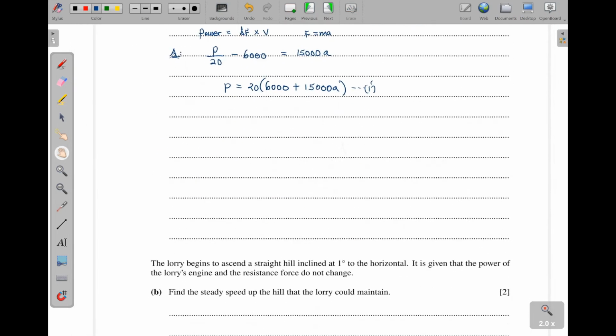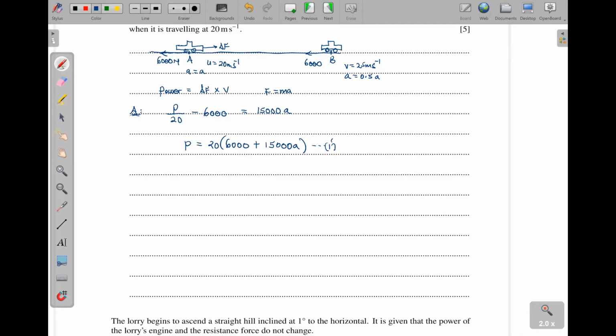Then let's go to the next one. At B, what is happening there? Again, we have our driving force here. So driving force is going to be power divided by the speed, which is 25, then minus again 6,000, which is equal to 15,000 times the acceleration, which is 0.5 of A.